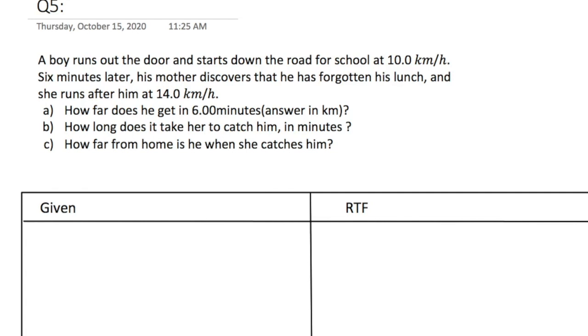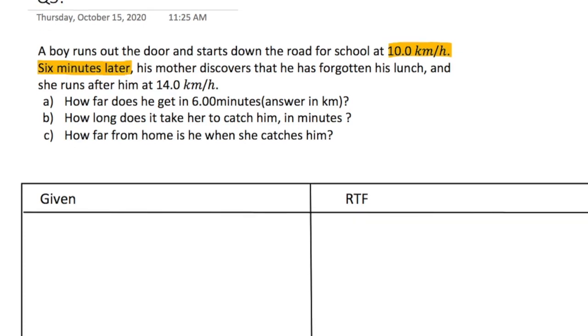A boy runs out the door and starts down the road towards school at 10 kilometers per hour. Now, normally we use meters per second, but in this question, the units were given in kilometers per hour, so we're actually going to work in kilometers per hour. 6 minutes later, his mother discovers that he has forgotten his lunch, and she runs after him at 14 kilometers per hour. Now, this is quite the fit family here. I always find it hilarious when I think about what the numbers are after the fact. But apparently we have a family of Olympians over here.